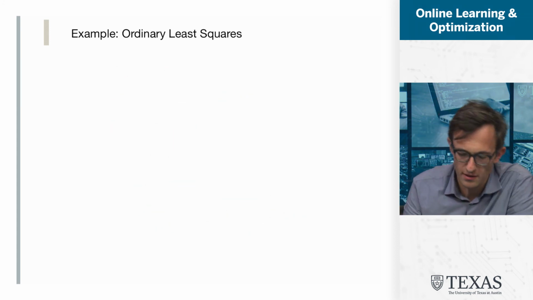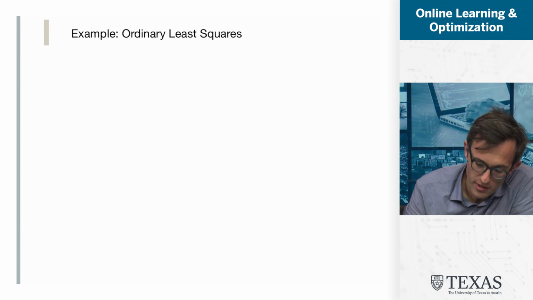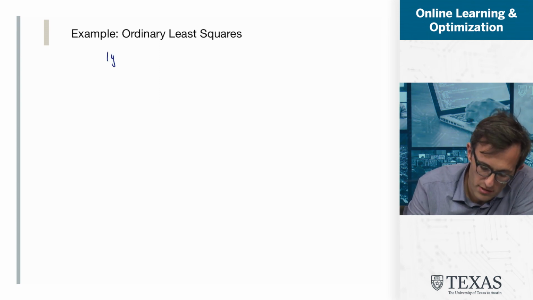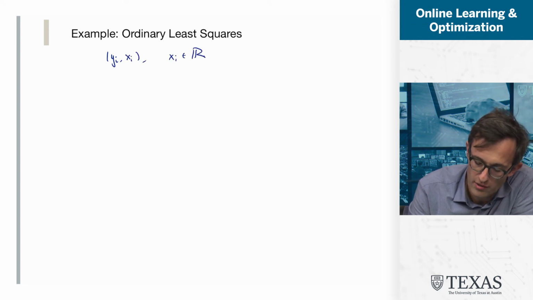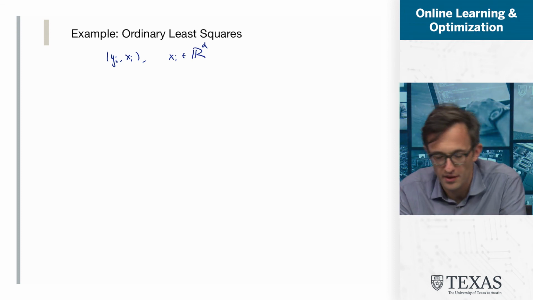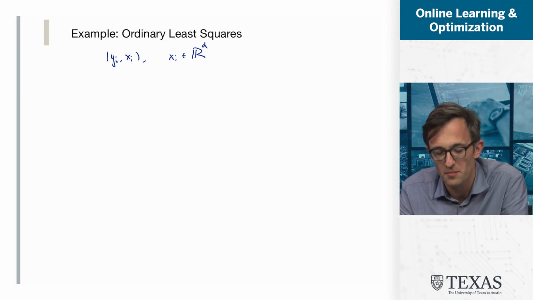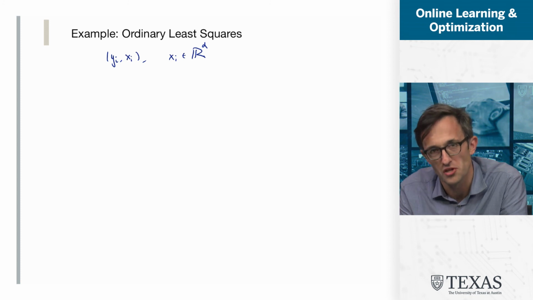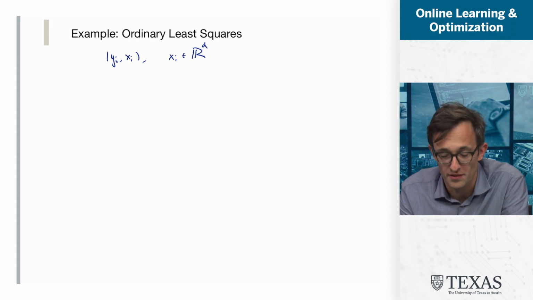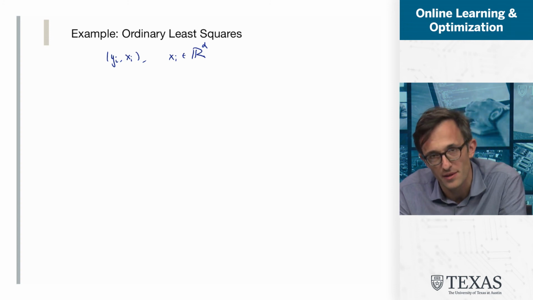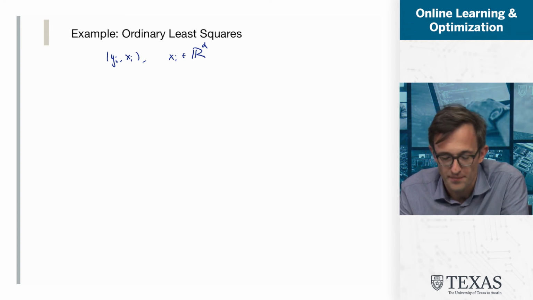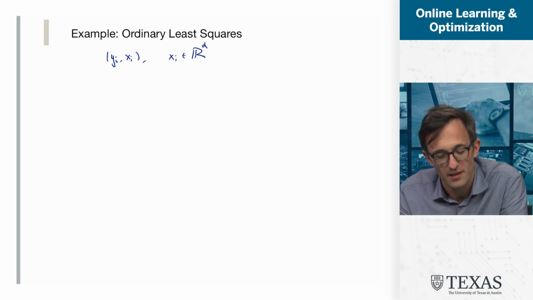Something a little more interesting. Ordinary least squares: we get data yi and xi. Again, xi could be in Rd. Remember now, when we talk about statistical problems or machine learning problems, there's often this change of variables. In optimization, we really like x to be the variable that we're optimizing over. In statistics or machine learning, oftentimes the convention is to use beta or theta, and I'm just going to follow that convention here.